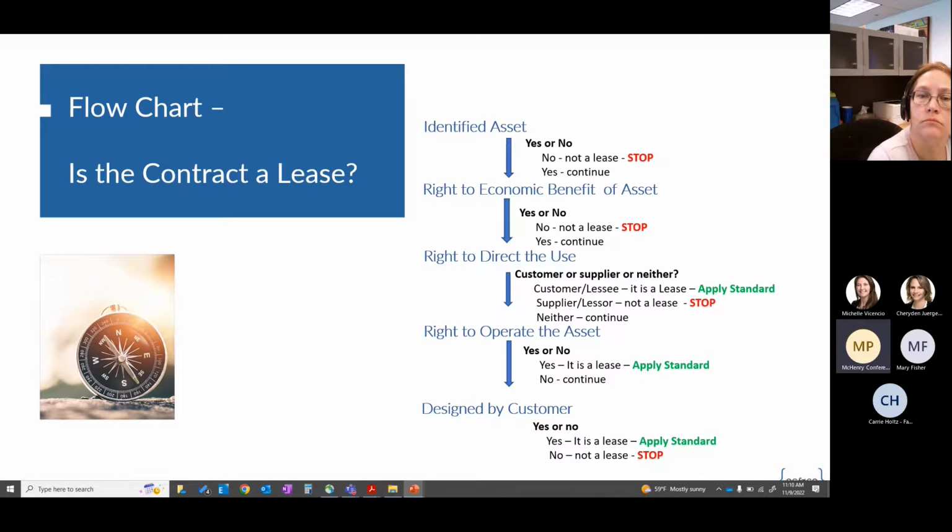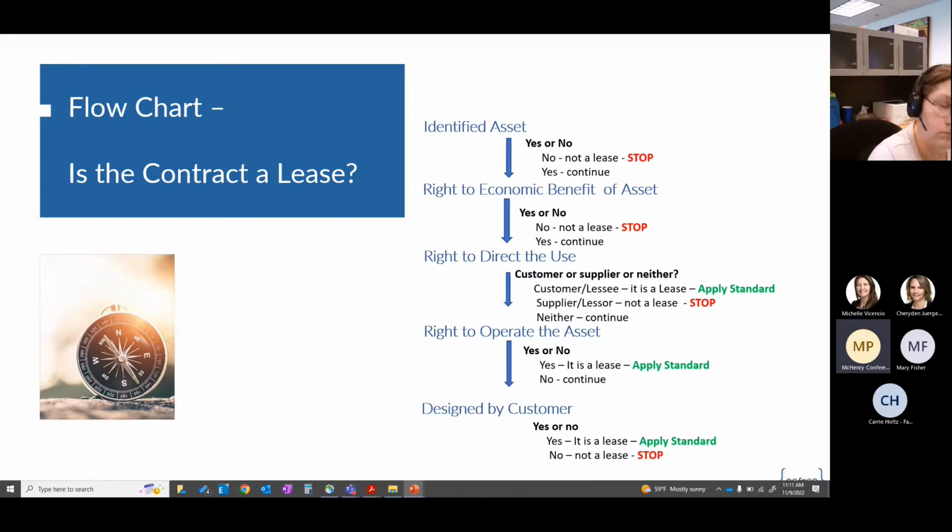And then the next one is being able to direct the use. I think normally for what we've seen with leases, this is going to be yes for most people. This is basically saying that, let's say you have a copier, you're able to determine where in your building you want to keep that copier. You're able to determine when you want to use it, how you want to use it, how often you want to use it. All those would say that yes, you have the ability to direct the use of that asset. And if that's the case, then it is a lease, and we will then have to apply the standard to that lease.